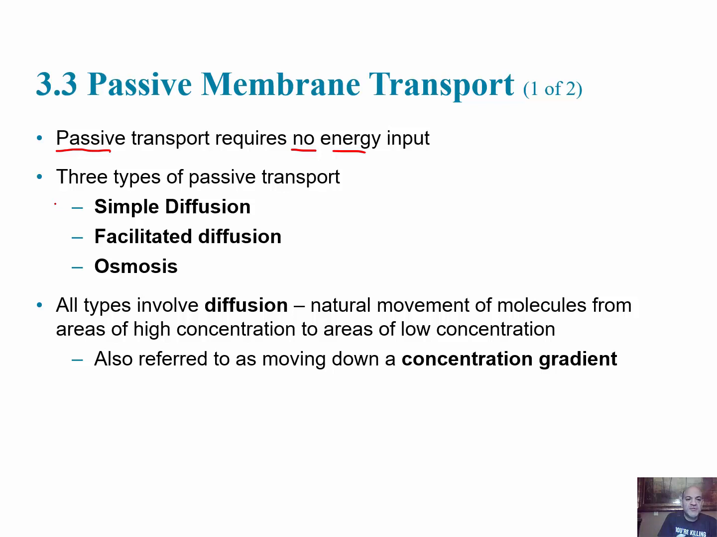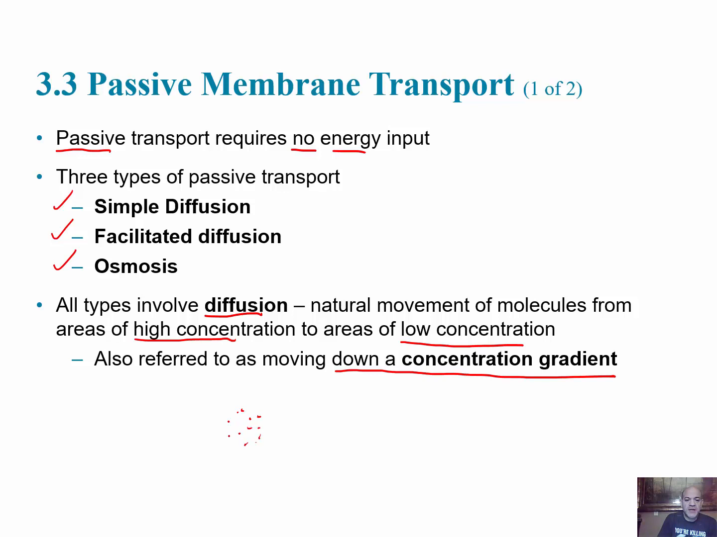There are three types of passive transport. The first is simple diffusion, then there is facilitated diffusion, and then osmosis. All types involve diffusion, which is the natural movement of molecules from areas of high concentration to areas of low concentration. In order to do this, there has to be a concentration gradient. So this may also be referred to as moving down a concentration gradient.